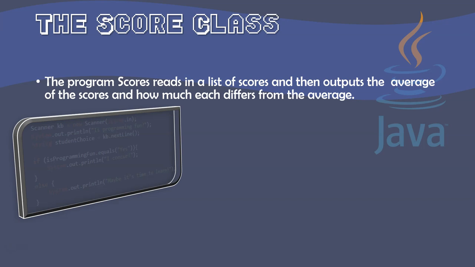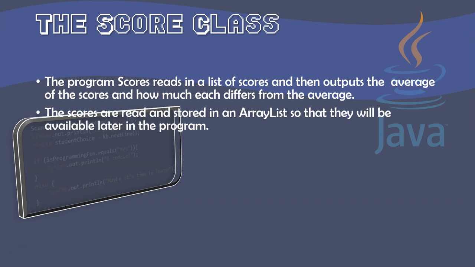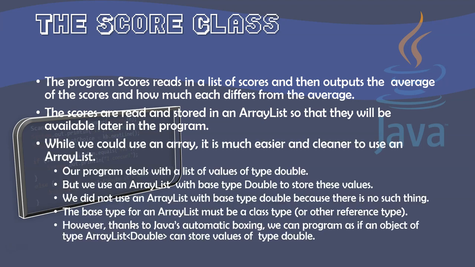Now the program Scores will read in a list of scores and then output the average of those scores and how much each will differ from the average. The scores are read and stored within an array list so that they can be available later in the program, whether we want to simply recall what a particular score is or use it for a different kind of calculation. While we could do this with an array, it's much easier and cleaner to do an array list, and there's a couple of reasons why.